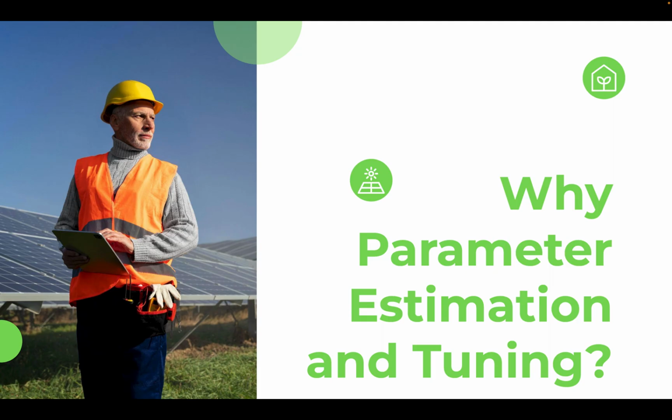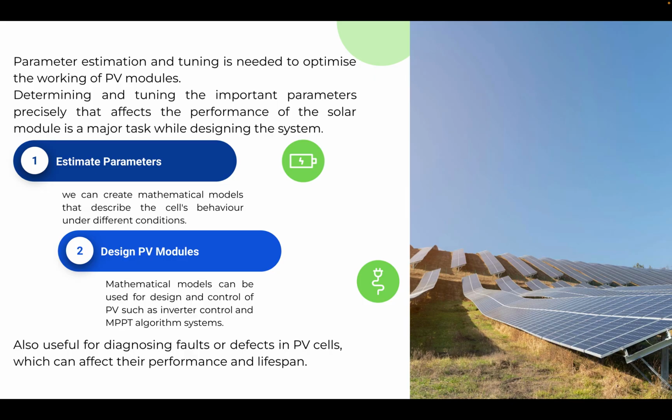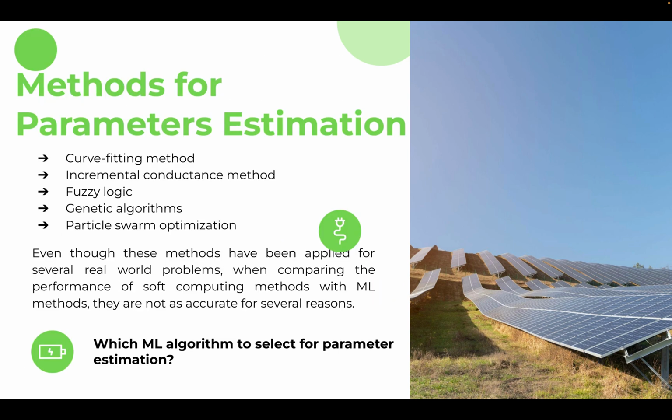Parameter estimation and tuning are crucial for optimizing the performance of PV modules. It involves determining and tuning the important parameters that affect the performance of the solar module and diagnosing faults or defects in PV cells that can affect their performance and lifespan. While several methods like curve fitting, incremental conductance method, fuzzy logic, genetic algorithms, and particle swarm optimization have been applied for these tasks, they may not always be as accurate as machine learning (ML) methods.